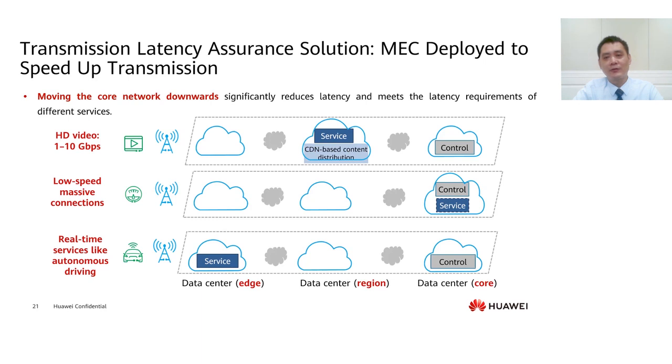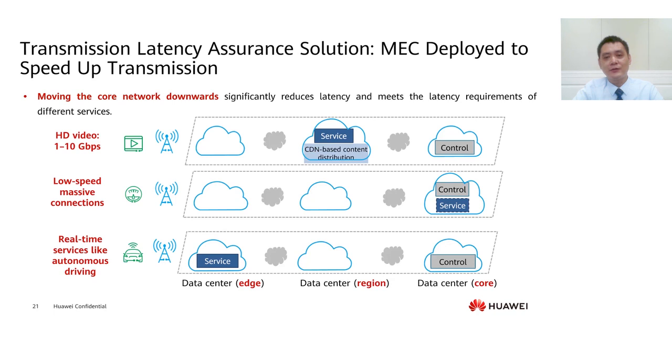Different services have different requirements on the architecture. In the following, we will take a look at the architecture required for HD video services, services with massive low-rate connections, and autonomous driving services. Generally, video services are deployed in the regional DCs because such services do not have high requirements on the latency, and the CDN is also deployed. With video services deployed in regional DCs, network congestion caused when all video data is sent to the core server can be prevented, while latency is ensured.